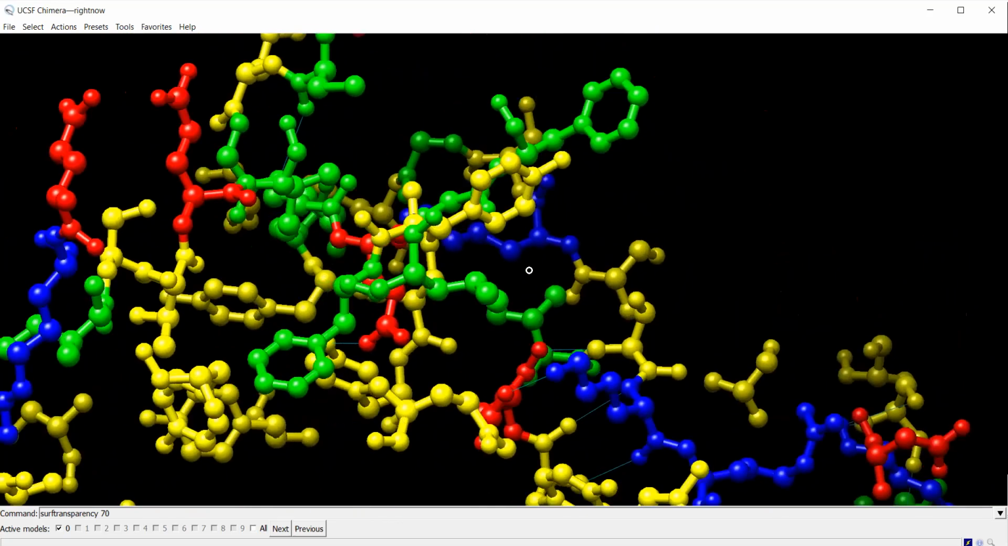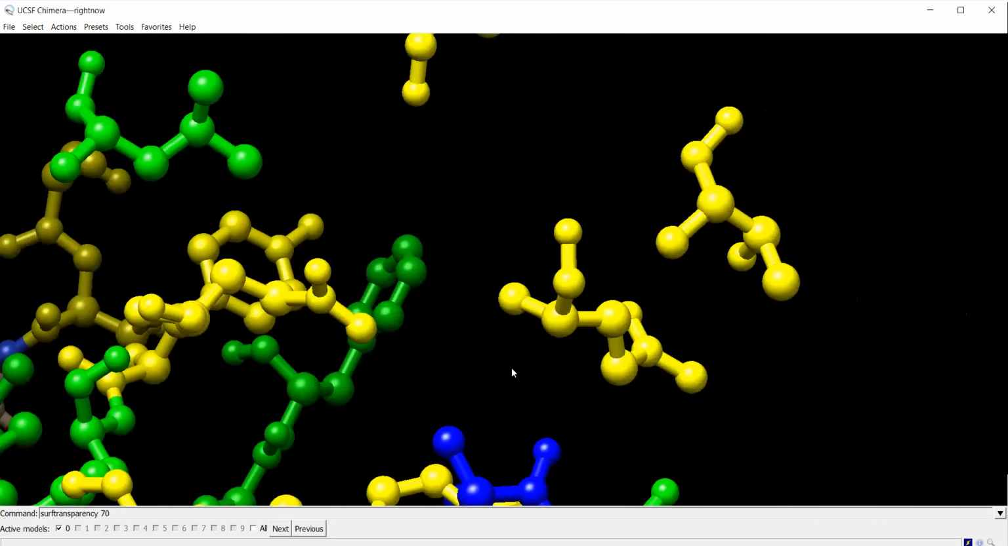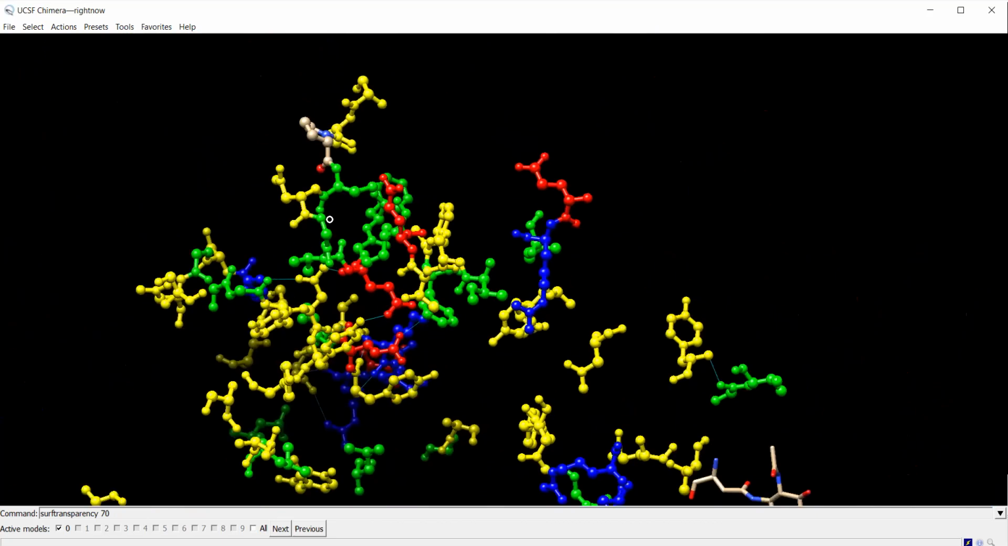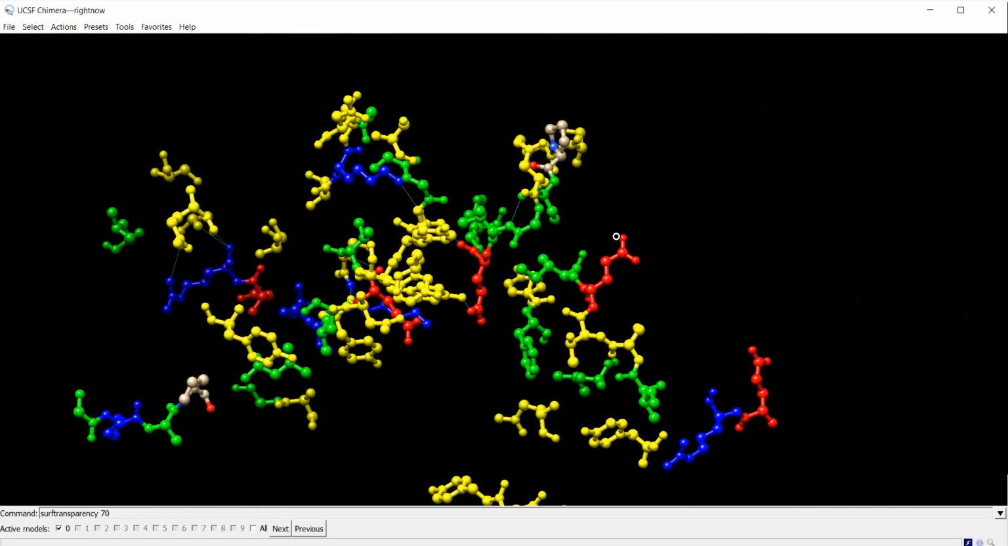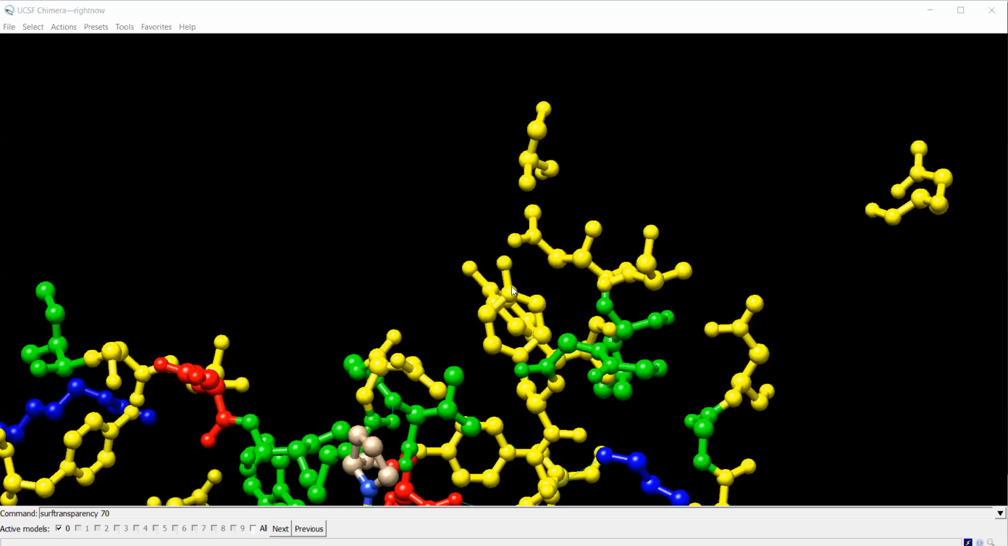Here too, we could see pi stacking interactions. Over here, you could see another T-shaped pi stacking. Now we're going to go back to what I mentioned previously about FAB fragments.